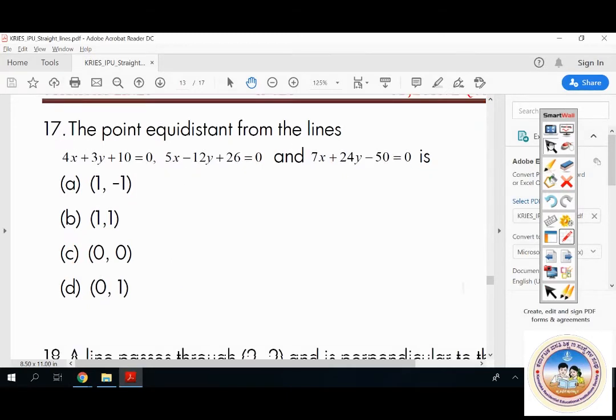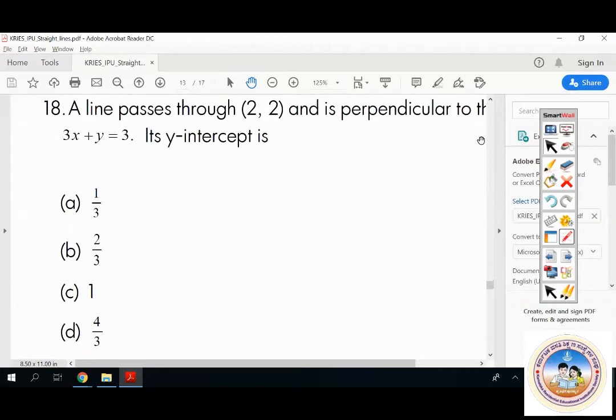Right. So look at the 18th question. A line is passing through (2, 2) and is perpendicular to the line 3x + y = 3. So the line is passing through (2, 2) and perpendicular to the line 3x + y − 3 = 0. What is its y-intercept, they have asked.